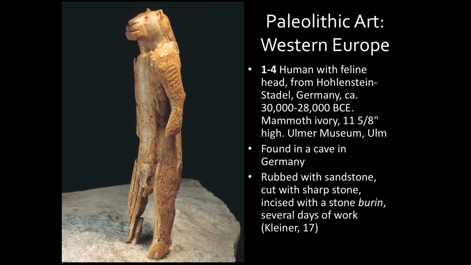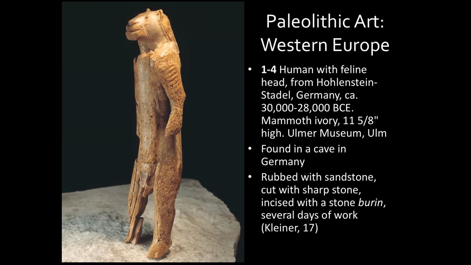So to make something like this, and Kleiner, the author of this, actually learned how to do this himself and realized how difficult it was. It was rubbed with sandstone, cut with a sharp stone, and sized with a stone burin, which is basically a stone that's made thin and long and sharp, like a pencil. And this would take several days' work. Although Kleiner, for him, it took a couple of weeks. He thought that someone who had experience with this could probably do it a little bit faster than him.